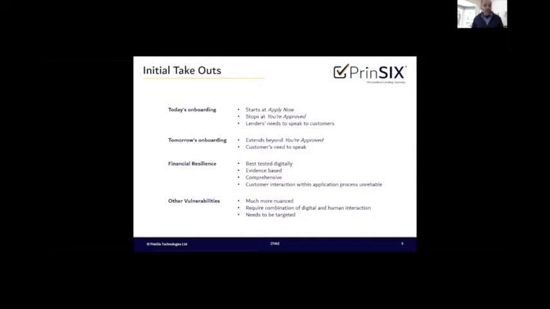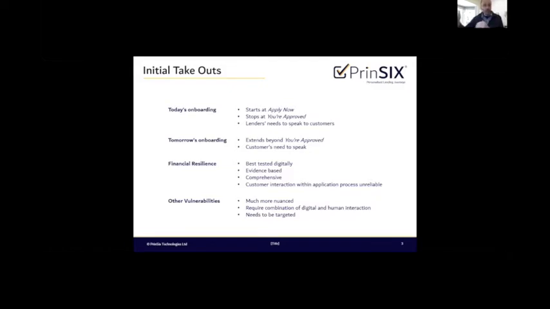Firstly, today's onboarding, when we talk about it, we talk about it between apply now and you've been approved. That was very much my mindset starting this process. It's very much about when do I as an organization need to speak to you as an applicant. That's very narrow. It's too narrow. Actually, the journeys of tomorrow should extend beyond you've been approved.